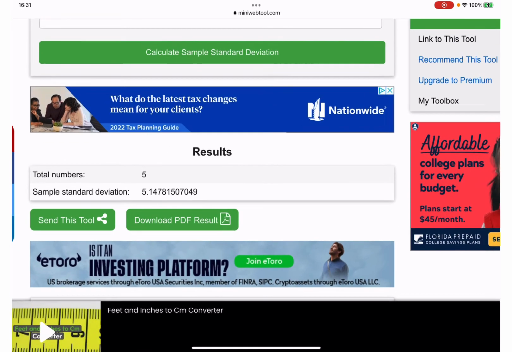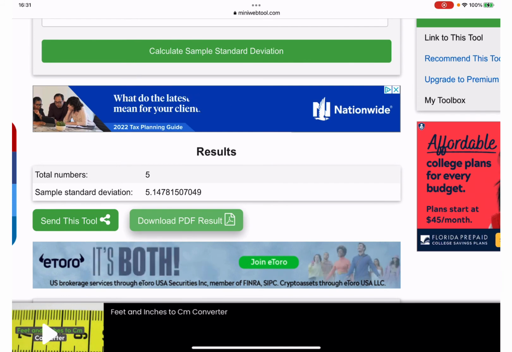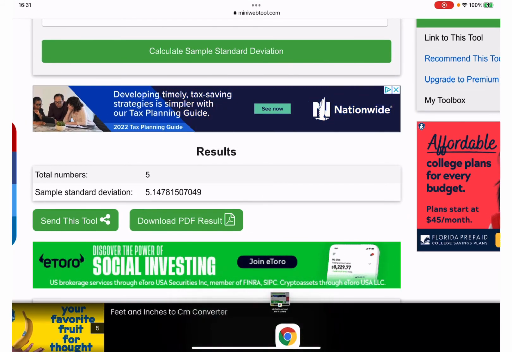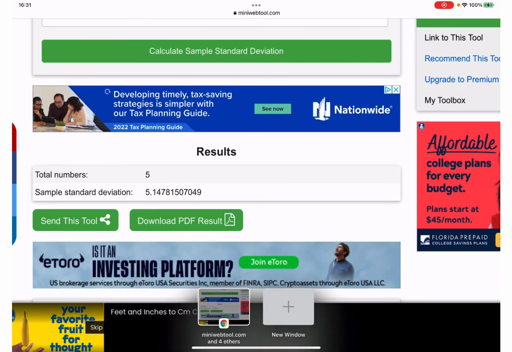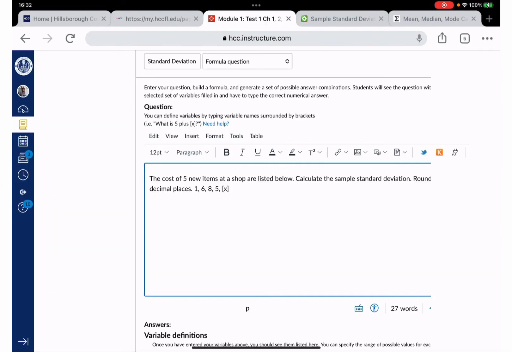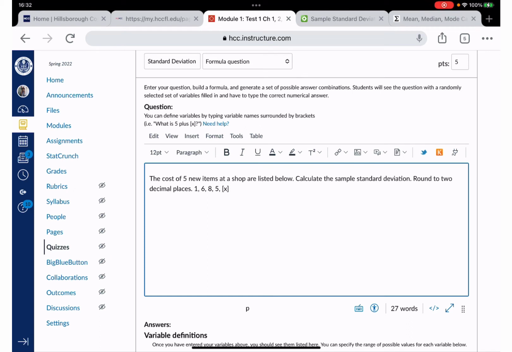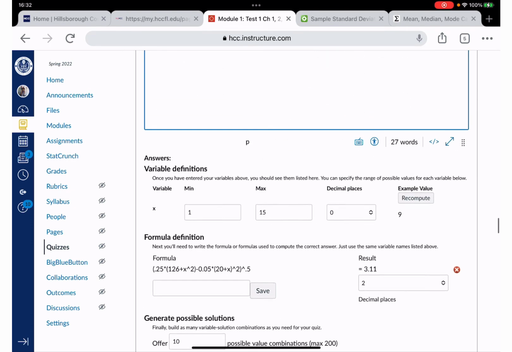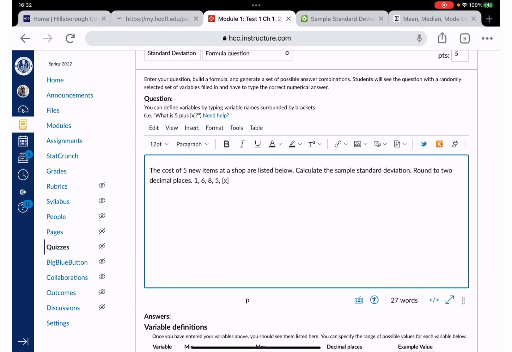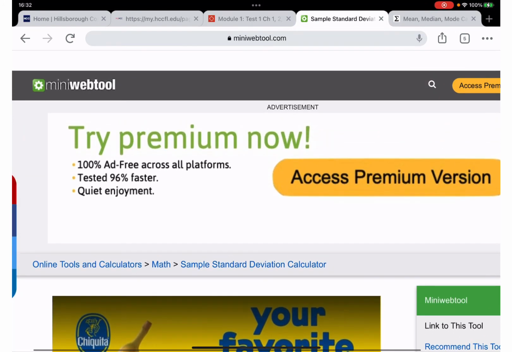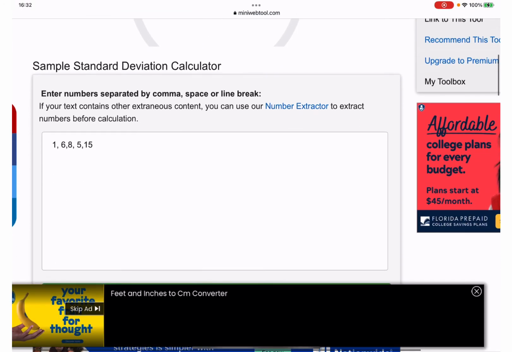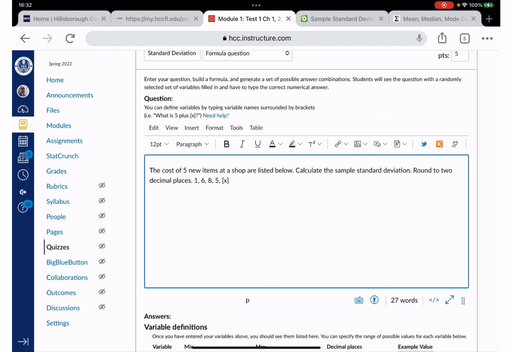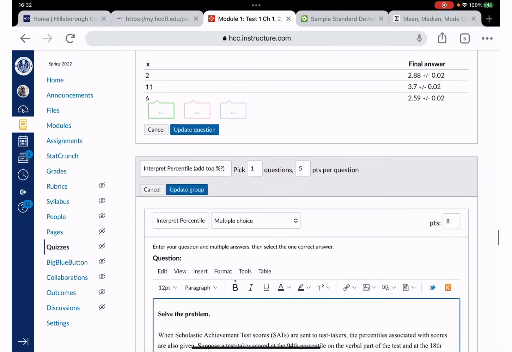And here we go, sample standard deviation 5.15. Okay. So the answer is going to be 5.15, and I don't see where I would put the answer here, so I'm just moving on. One thing, let me check if they are asking for sample. Yes, calculate sample. So you can use this calculator, which is a mini web tool, and the link, like I said, you can find under one of these homework videos. All right, moving to the next question.